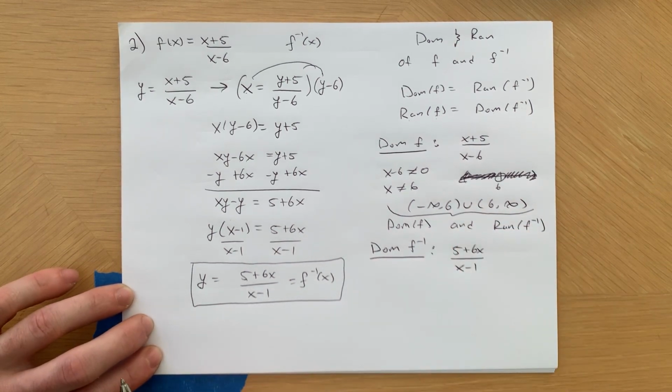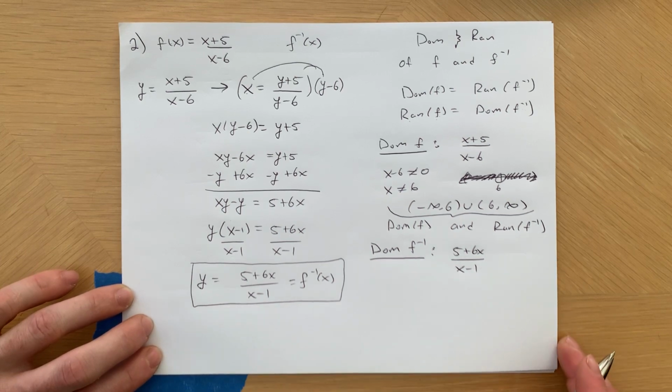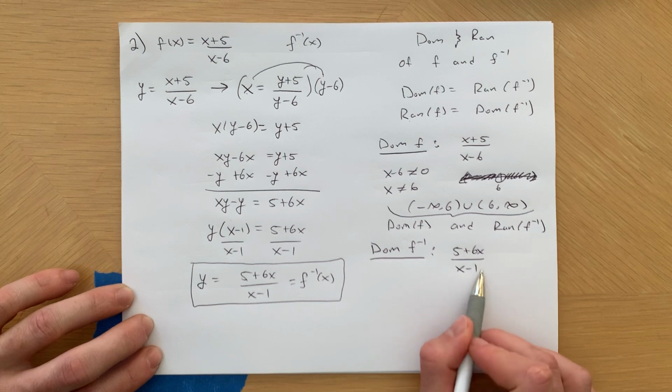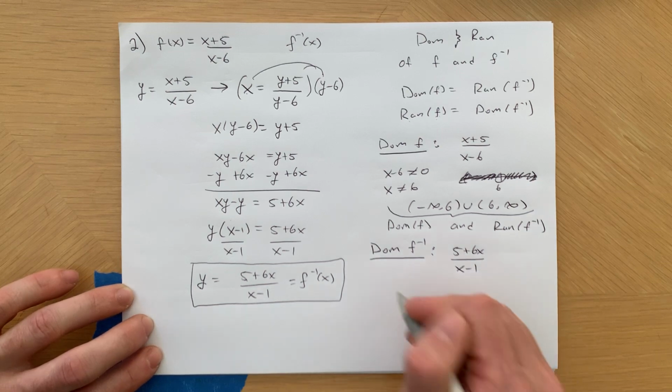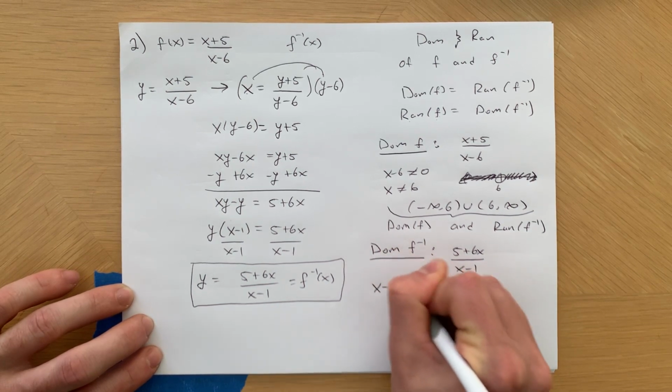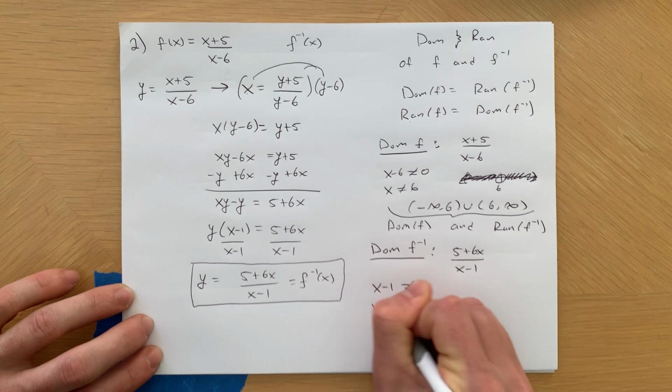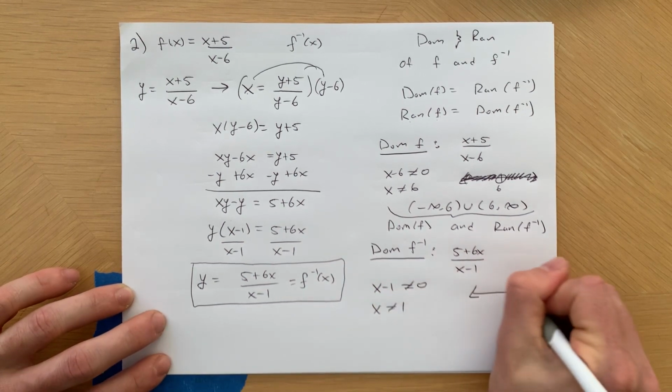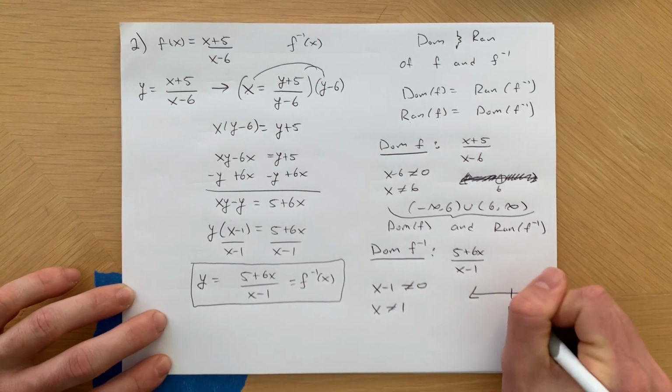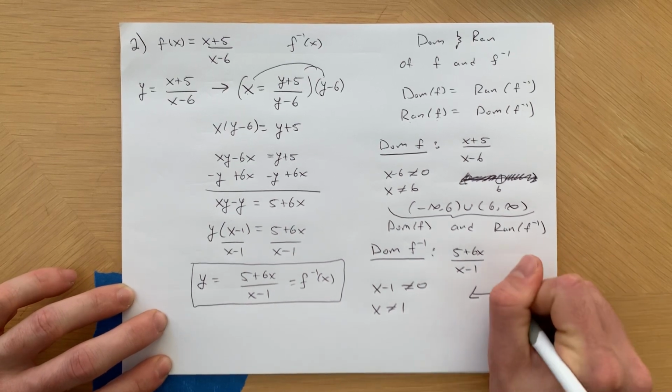Again, when we're finding domains, we just ask ourselves, are there square roots and are there fractions? Well, there are no square roots, but there are fractions, and the bottom of our fraction can never be 0. So x minus 1 is not allowed to be 0, which means x cannot be positive 1. So we go to our number line, here's 1, we put a circle on it, and then we shade to the right, and then we shade to the left.